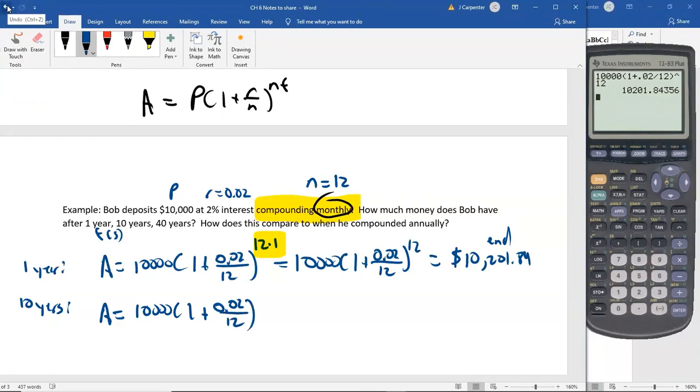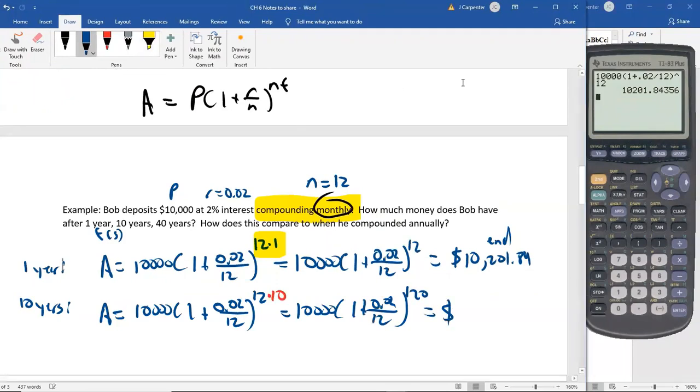All right, look at how much of this formula doesn't change. The principal doesn't change, the rate doesn't change, the end doesn't change. The only thing that changes, I'll do it in a red color just to show you the only thing that's changed, is this. The years went from 1 to 10. So that's 10,000, parentheses, 1 plus 0.02 over 12, raised to the 12 times 10 is 120.